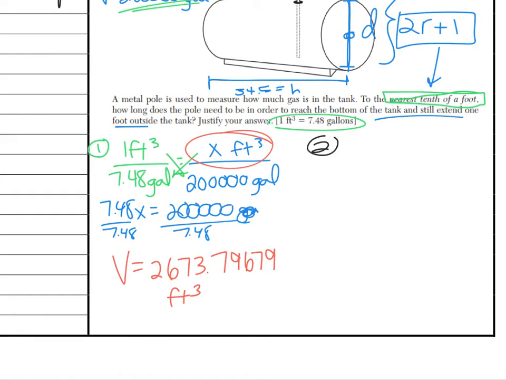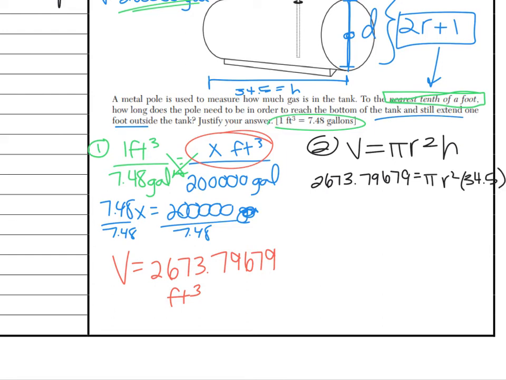The second step is to figure out the length of the radius. So we're going to use our volume formula, pi r squared h. That's just from a cylinder right off the reference sheet. I know that the volume is now 2673.79679 equals pi. We don't know r squared, but we do know that the height is 34.5, if you recall that from when we marked up our picture.